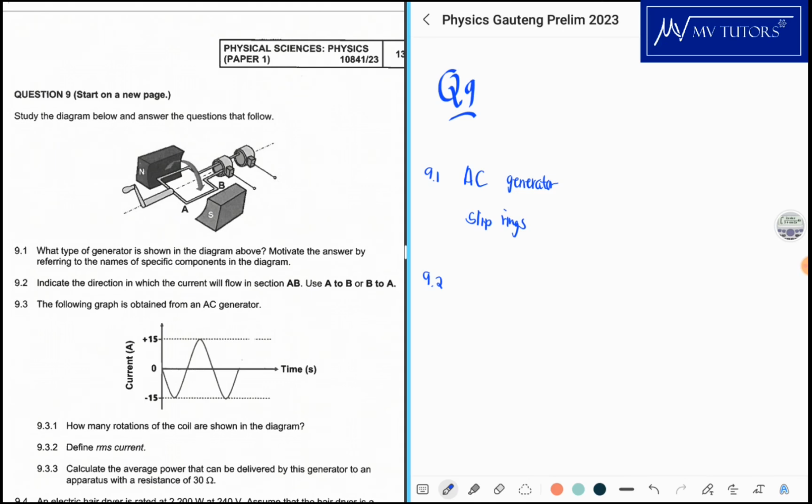9.2, indicate the direction in which the current will flow. Here, because we have a generator, we're going to use our right hand rule. And I'm going to pause to feed the baby.